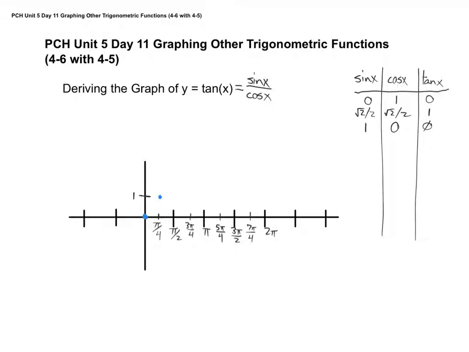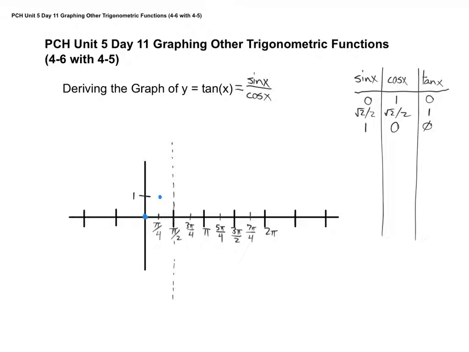So guess what we have on our graph? Not a hole, the other thing. Yeah, good, an asymptote. We have an asymptote at pi over 2. Okay? There is no tangent of pi over 2. It's undefined, because cosine equals 0. Okay?